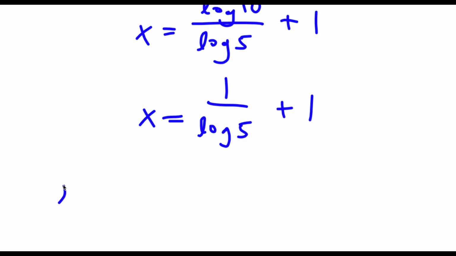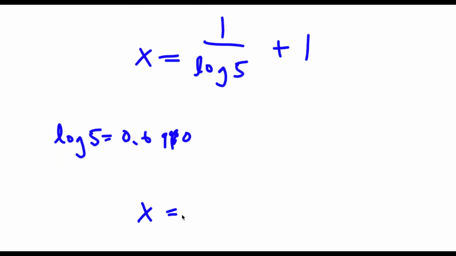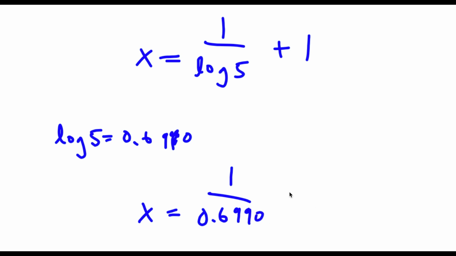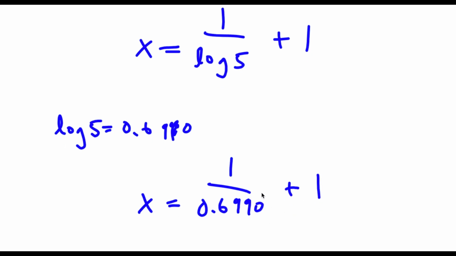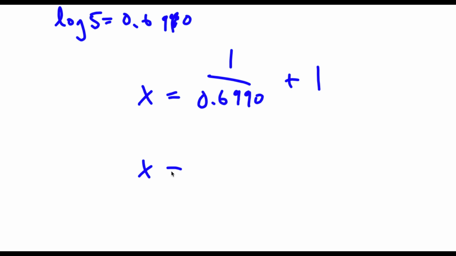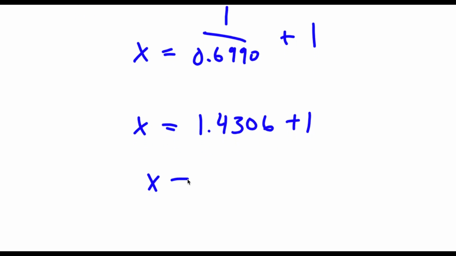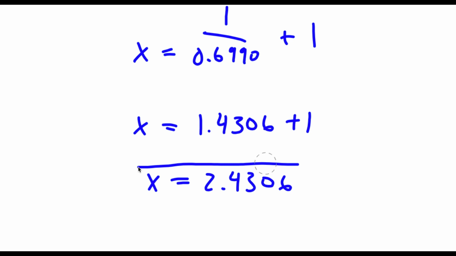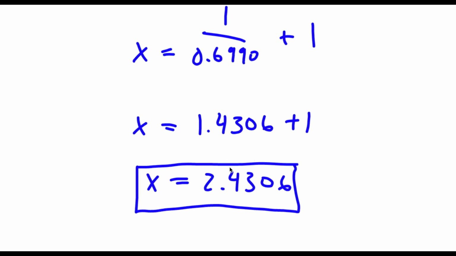Now log 5, this is equal to 0.6990. So now I have x is equal to 1 over 0.6990 plus 1. Now 1 over 0.6990 is 1.4306 plus 1. This is equal to 2.4306. So that is our answer.